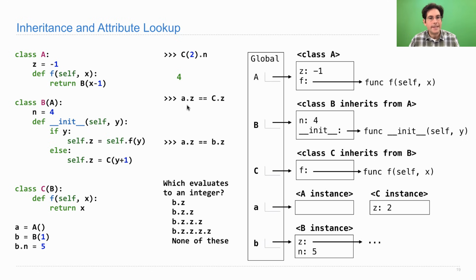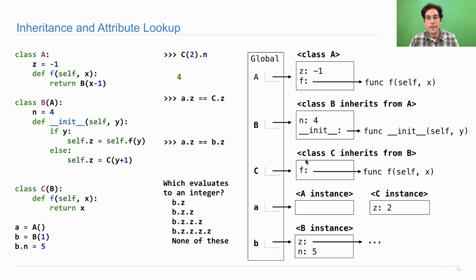All right, is it the case that a.z is equal to c.z? Let's figure out what a.z is. A is this instance. It does not have a z attribute, so we look in the class. There's a z attribute, it is -1. So the left-hand side of this equality is -1.